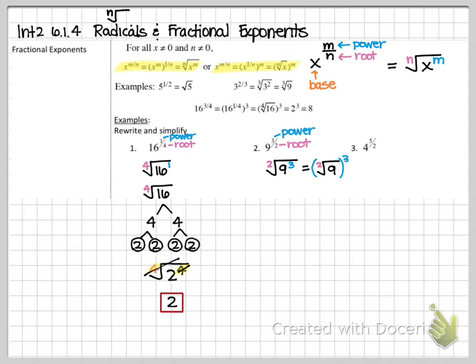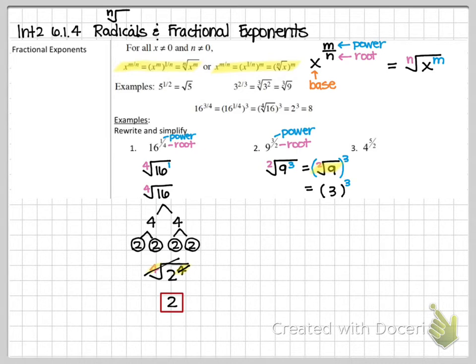Now I'm going to look inside. And I'm going to ask myself, do I know the square root of 9? Yes, I do. It's 3. So I know I can simplify that thing inside the parentheses as 3. Now, carry down the exponent with you. Now blow it up. Notice that we don't have the root anymore.